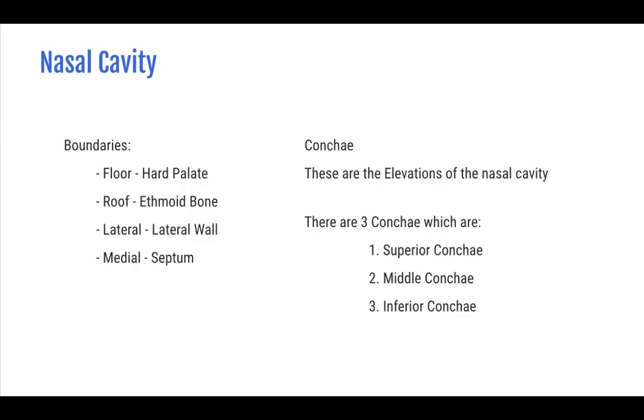Okay. So moving on to the nasal cavity. We're going to first talk about the boundaries. So look at the nasal cavity. The floor is the hard palate. The roof will be the ethmoid bone along with the cribriform plate. We'll see the significance of this plate later on. Laterally, you're going to have the lateral walls. And medially, you're going to have the nasal septum.